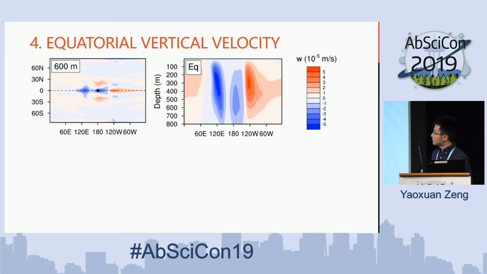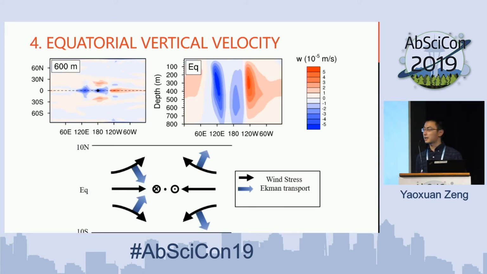The most important feature is that there is a downwelling area on the west side and an upwelling area on the east side. This can be explained by the Ekman transport, because we know that the wind stress is convergent to the substellar point. So the Ekman transport near the equator will be like this. It will converge on the west side and diverge on the east side, and this convergence and divergence will cause the downwelling area and the upwelling area.